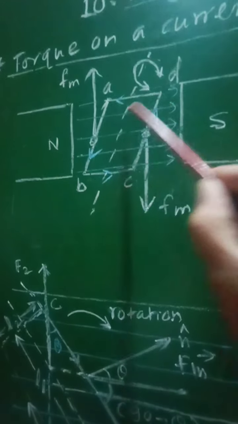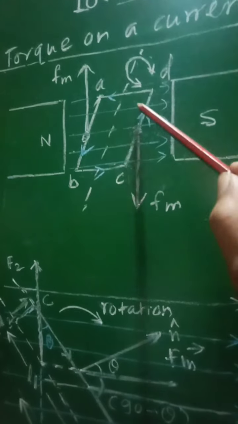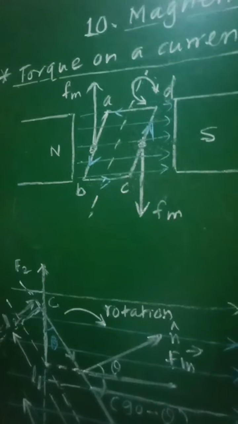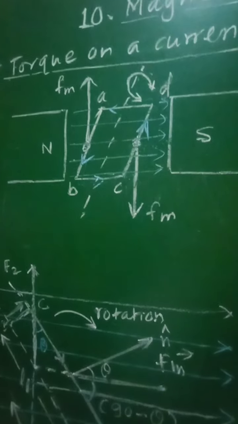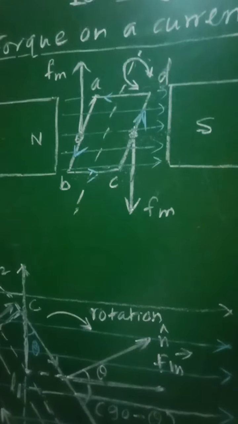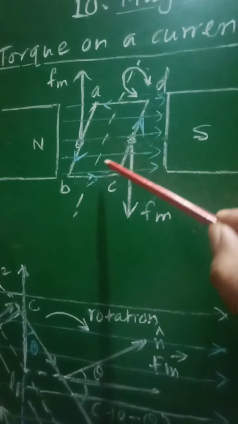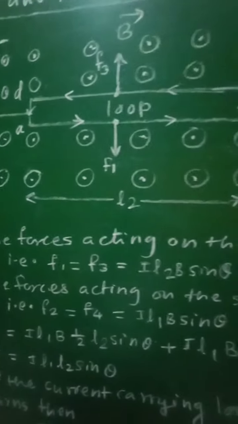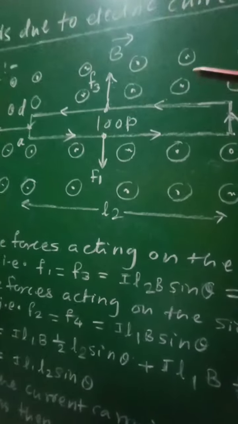Similarly, sides BC and AD of that loop are parallel to the direction of magnetic field, and therefore theta will be equal to 0, sin theta will be equal to 0, and from the relation F is equal to ILB sin theta, 0 force will be acting on these two sides. Now let us find the direction of these forces, which will be given in this second diagram.